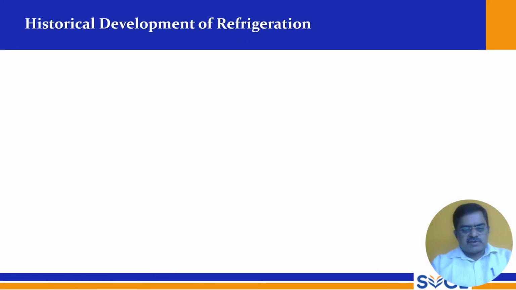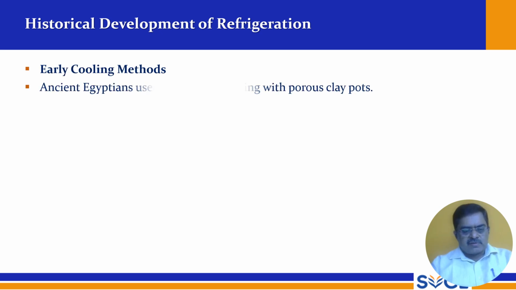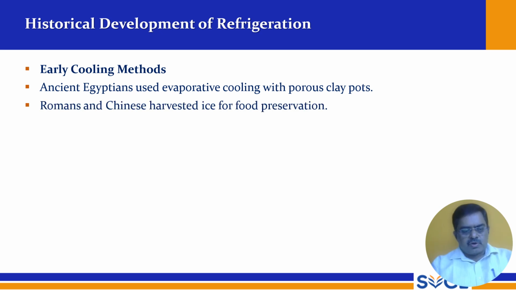So coming to its historical development, it started way back in the 17th century. In early cooling methods, ancient Egyptians used evaporative cooling with porous clay pots. They used clay pots to bring down the temperature of any substance like water or food to a nominal temperature, and it transfers the heat from that food to the environment. Romans and Chinese harvested ice for food preservation. So they used ice for food preservation.